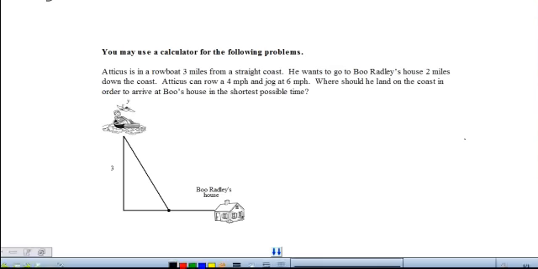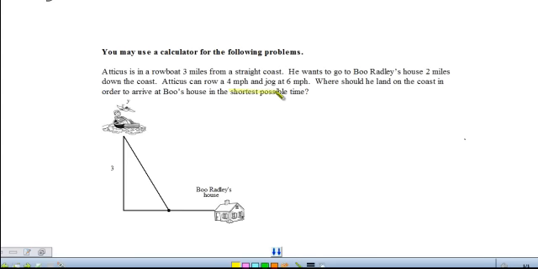The next problem says Atilkas is in a rowboat 3 miles from a straight coast. He wants to go to Boo Radley's house 2 miles down the coast. He can row 4 miles per hour and jog at 6 miles per hour. Where should he land on the coast in order to arrive at Boo's house in the shortest possible time?